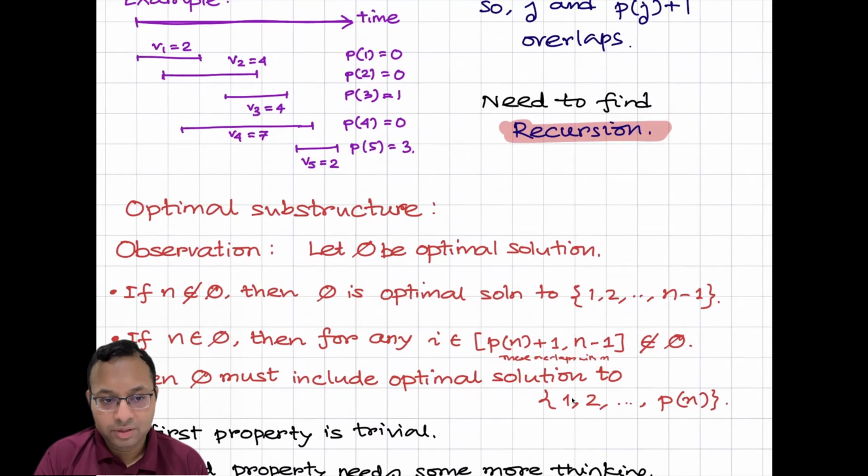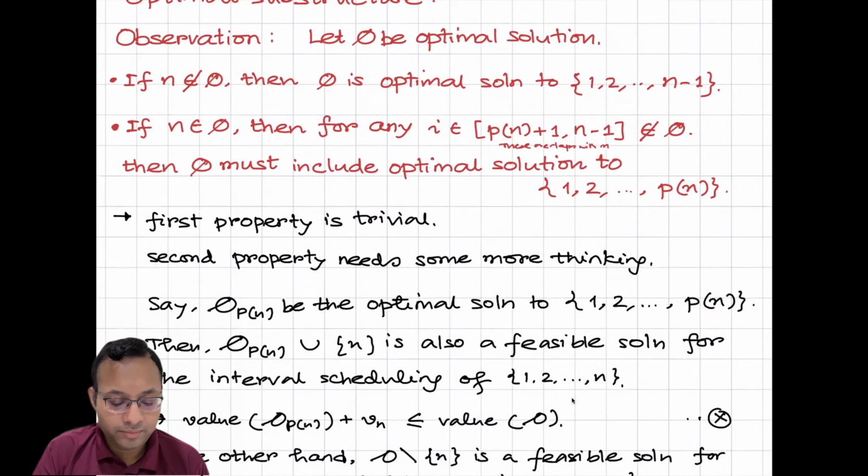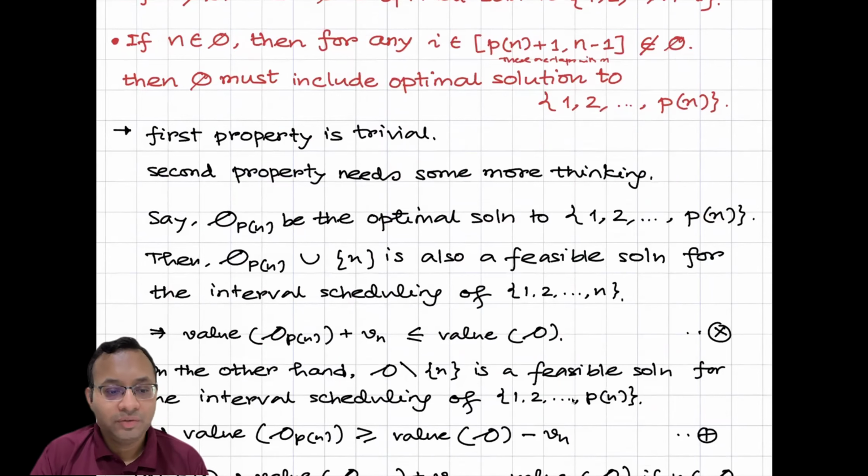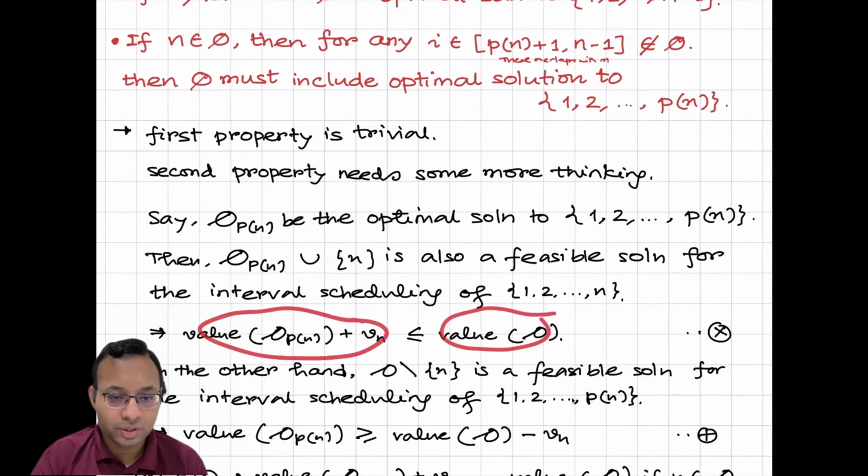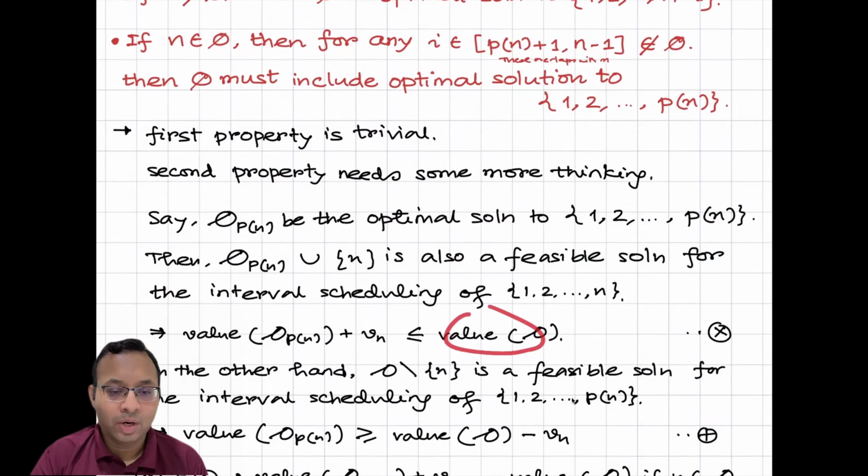Now this looks kind of trivial, but let's still think why this optimal substructure property is true. For the second property, let's define OPn to be the optimal solution to jobs from 1 to Pn. Then if we take the union of OPn and n, that is also a feasible solution for the interval scheduling of 1 to n. And as O is optimal and this is a feasible solution, the value of optimal can only be more because it's a maximization problem.